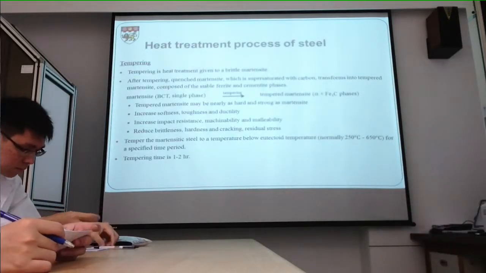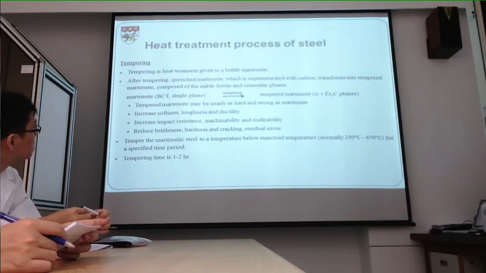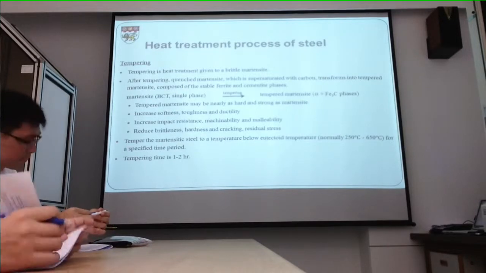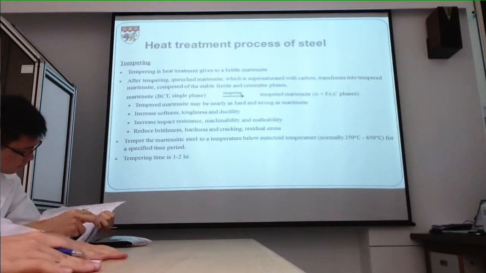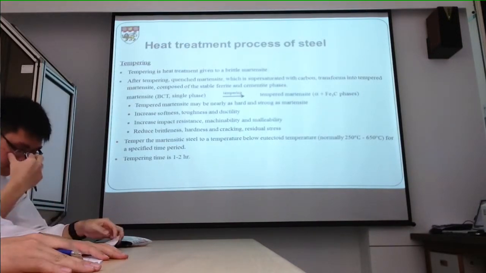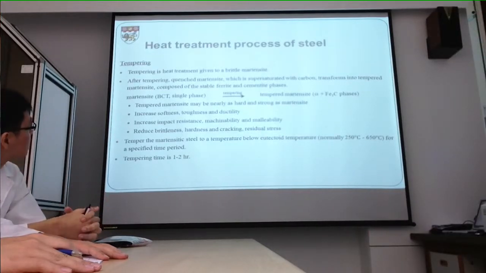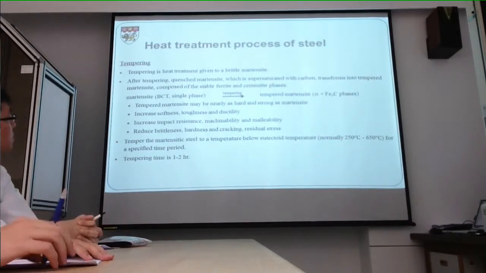And this is about the tempering. Tempering is a heat treatment for brittle martensite. After tempering, quenched martensite, which is a supersaturated solution, is transformed into tempered martensite, which is composed of stable ferrite and cementite phases.